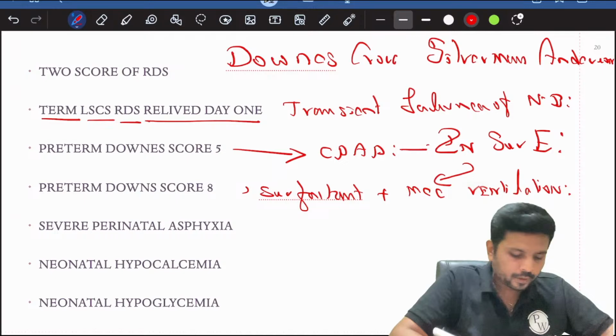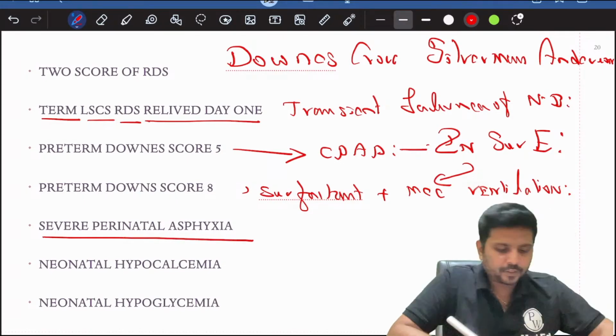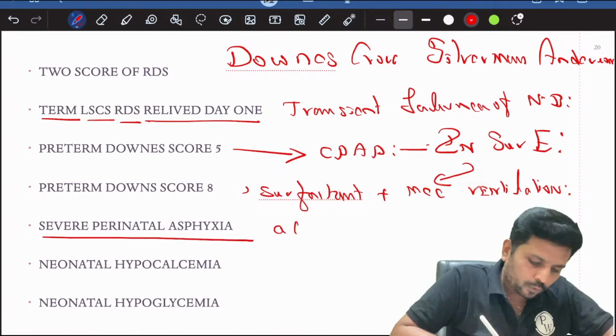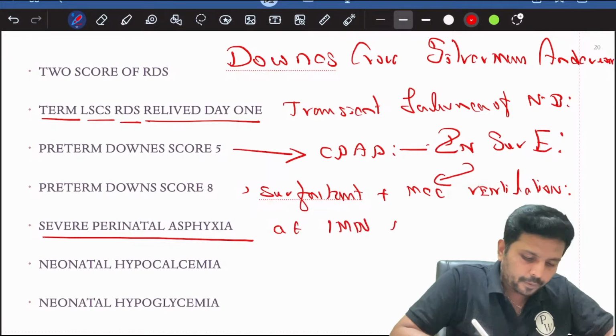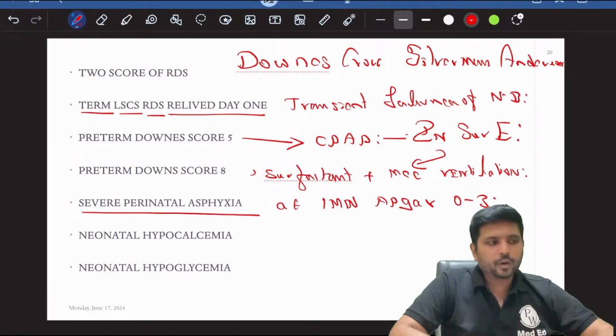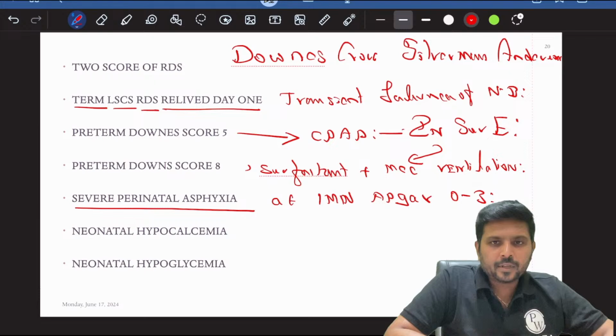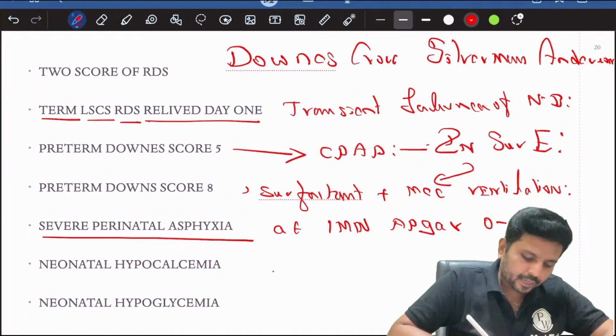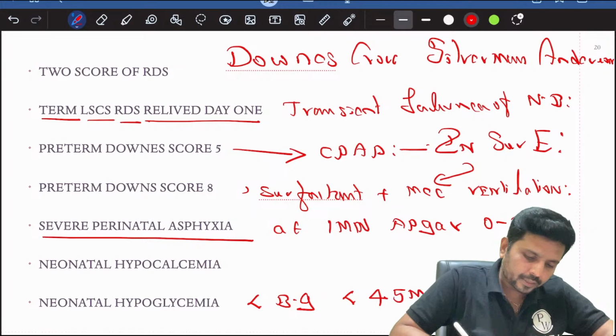Define severe perinatal asphyxia. At 1 minute, if your Apgar is between 0 to 3, it is called severe perinatal asphyxia. Neonatal hypoglycemia means blood glucose of less than 45 milligram per deciliter.